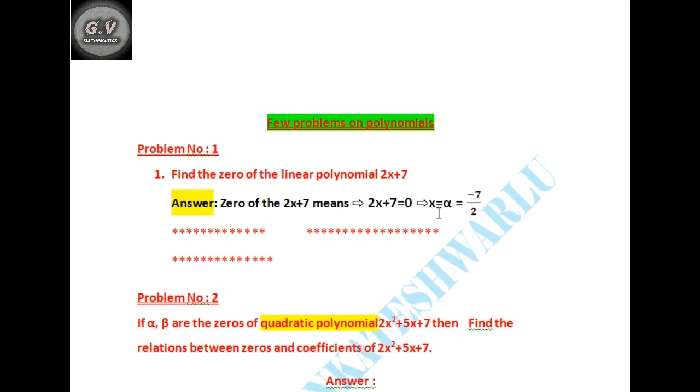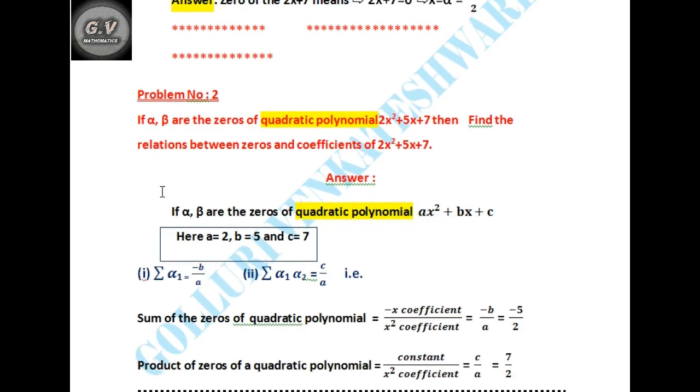Next, look here. According to the quadratic polynomial, a quadratic polynomial contains at most two zeros, those are taken as alpha and beta. If alpha, beta are the zeros of a quadratic polynomial, find the relation between the zeros and coefficients of this polynomial. So what is the relation between zeros and coefficients? A second degree polynomial contains at most two zeros.